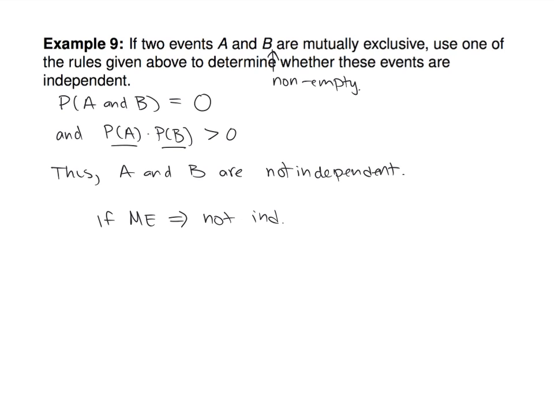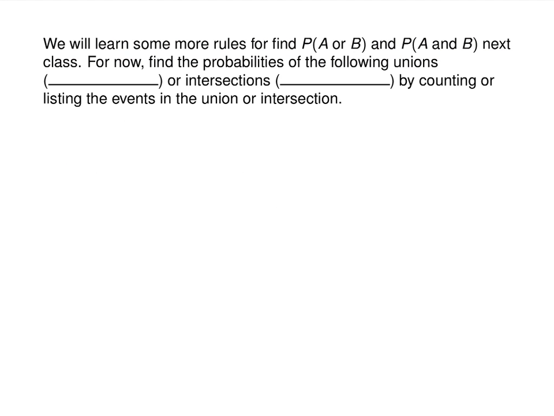We're going to learn some more rules for finding P of A or B and P of A and B next class. But for now, if things are not mutually exclusive, you can find the probabilities of unions, which are ors, or intersections, which are ands, by just counting the events. The thing with hearts and clubs was easy because you can't be hearts and clubs at the same time. But the next one, we're going to find one where there's actually some overlapping and talk about how to find that probability.